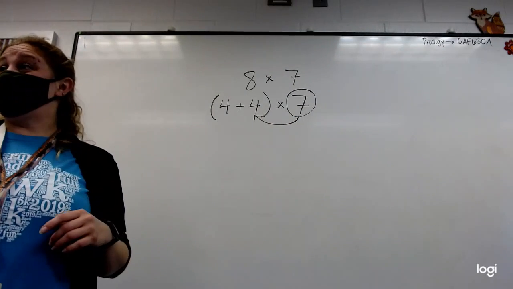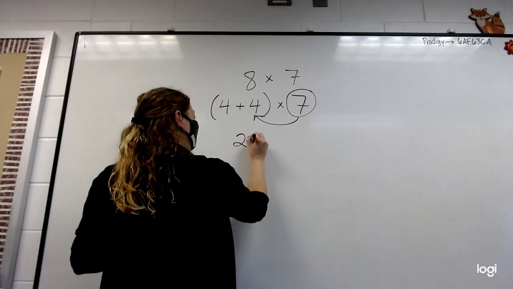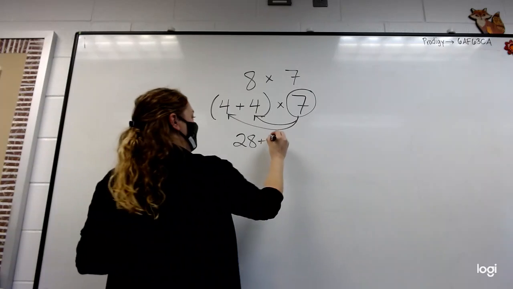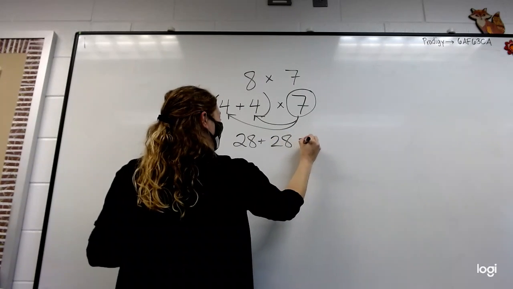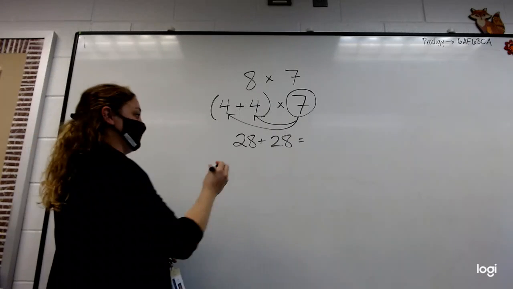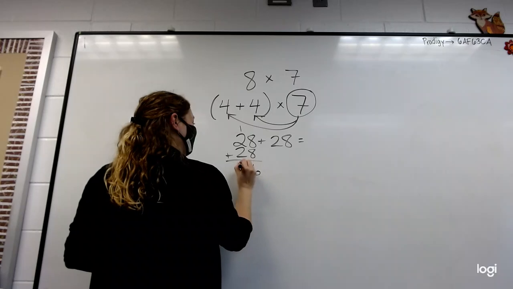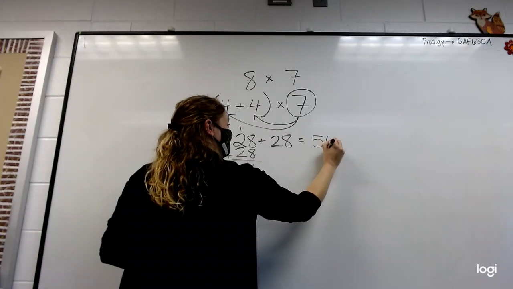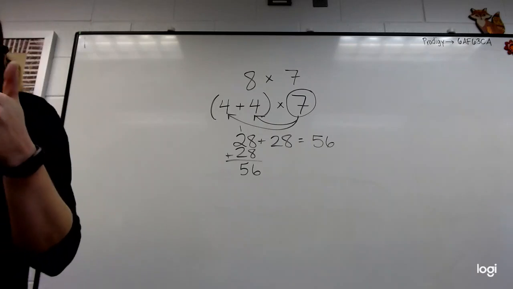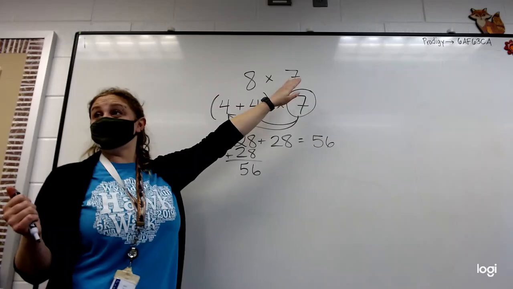What is 7 times 4? Chloe? 28. 28 plus 7 times 4 again, that better be 28, equals 28 plus 28. I'm going to add them up real quick by stacking. I got 56. If you got the same answer, give me a thumbs up. All right, and we can check our work easily at this point because we know 8 times 7 is 56.